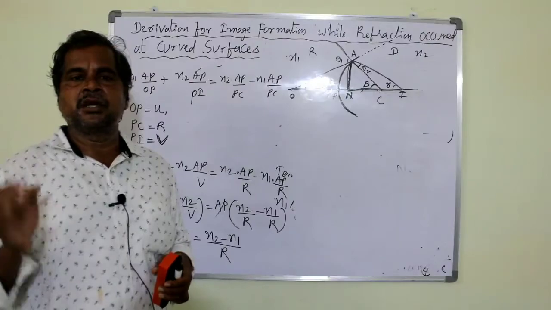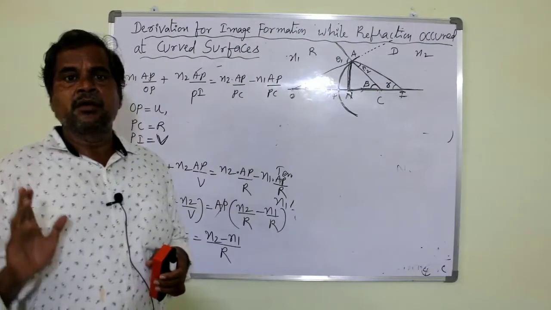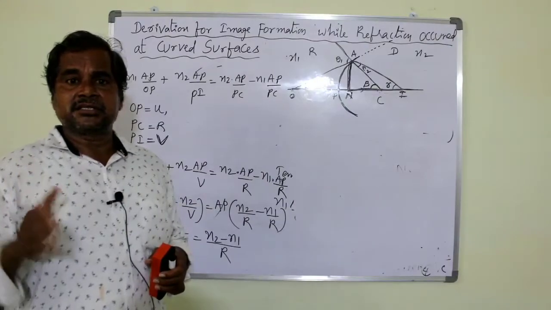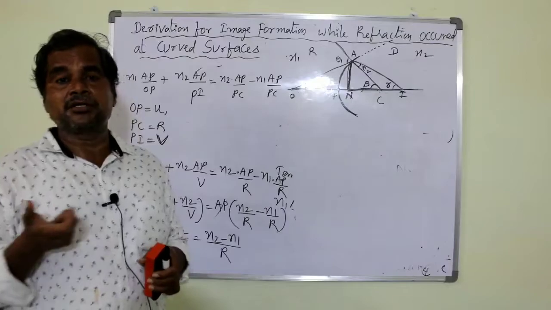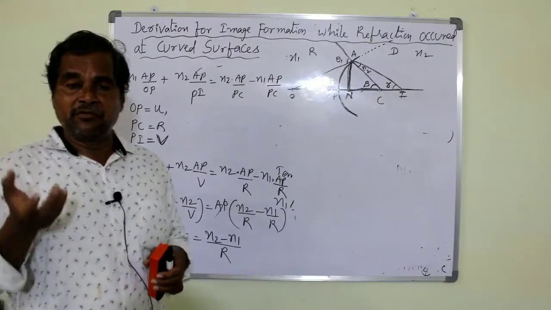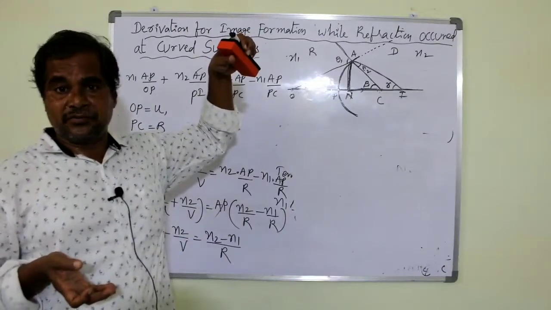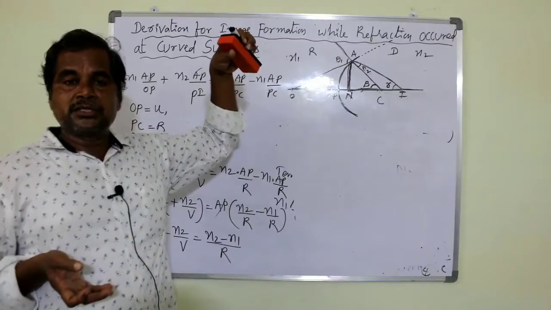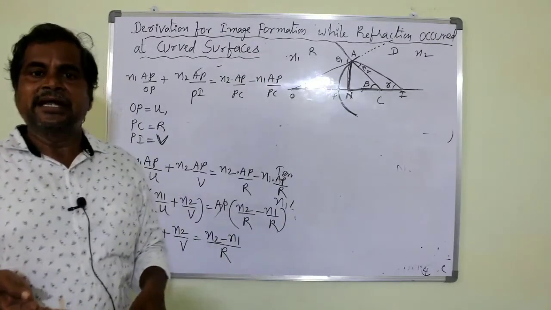The first sign convention is that we should measure all distances from the pole. The second sign convention is that when we measure all these distances along the direction of the incident light, we take positive values. If we measure all these distances opposite to the incident light direction, we take negative values. If we measure the heights of the objects or images above the principal axis, we take positive values. If we measure the heights of the images or objects below the principal axis, we take negative values.